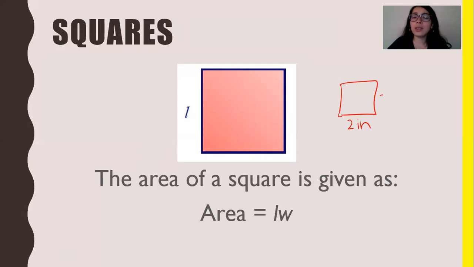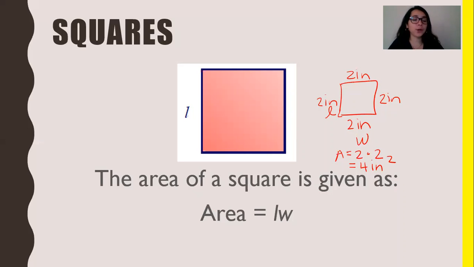So this is 2 inches. This is also 2 inches. That is also 2 inches. And this is 2 inches. So if the area of a square is still length times width, this is my length. This is my width. So my area would be 2, which is my length, times my width, which is 2. And that's equal to 4 inches squared. And that's going to be helpful for us when we go back to solving our board problem.